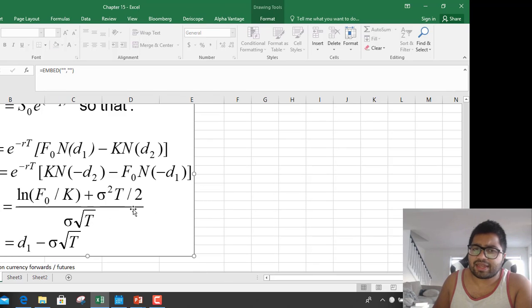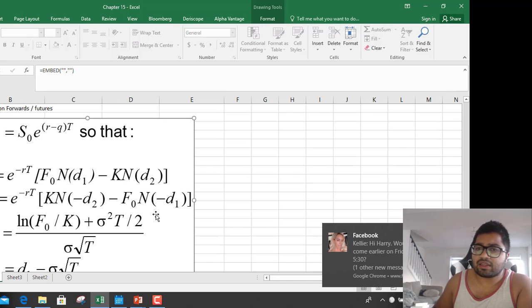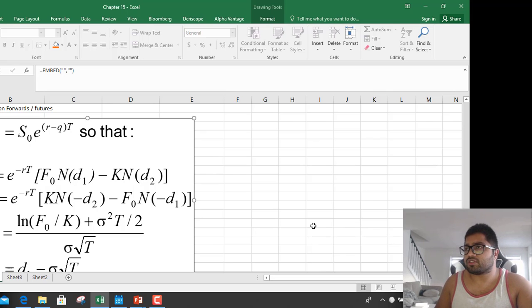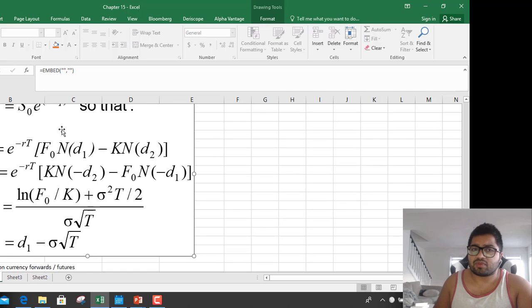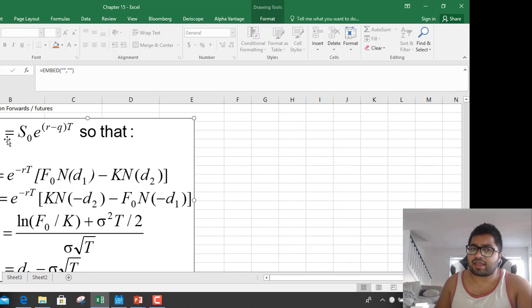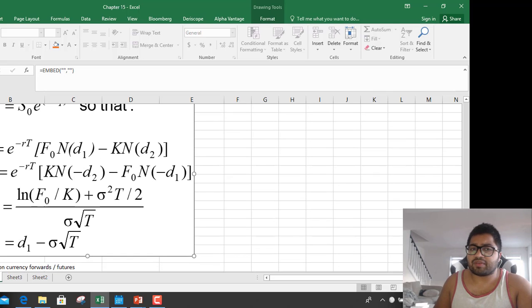Now this we are going to cover more in the next class, but sometimes you have to calculate options on forward contracts. Now how to calculate options on a forward contract? We know the forward price is equal to stock price S0 times e to the power (R minus Q) times T, where Q is the dividend yield. So we substitute this as F0. D1 becomes ln of F0 by K plus sigma square T divided by 2, over sigma square root of T.